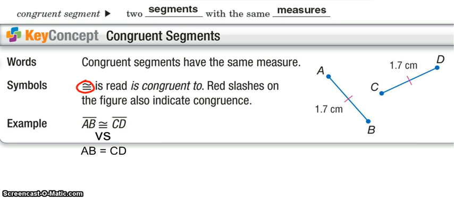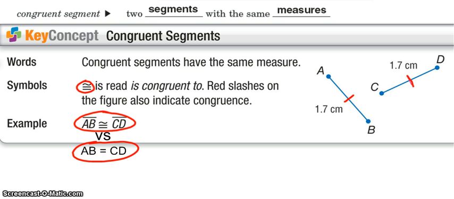The red dash marks on this figure indicate the congruencies. This segment AC is congruent to CD. Congruence, they have the same measure. You can see that they're both 1.7 centimeters long, so you know that they're going to be congruent to each other. When we use this notation right here, that segment AB is congruent to segment CD, with the bar above it, we are talking about the segment itself. When we look at AB equals CD, we're talking about the measures of the segment.